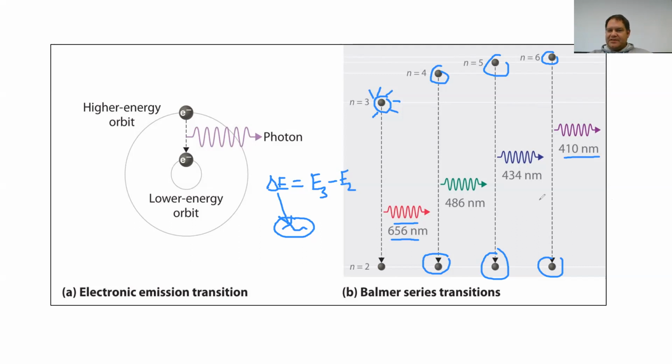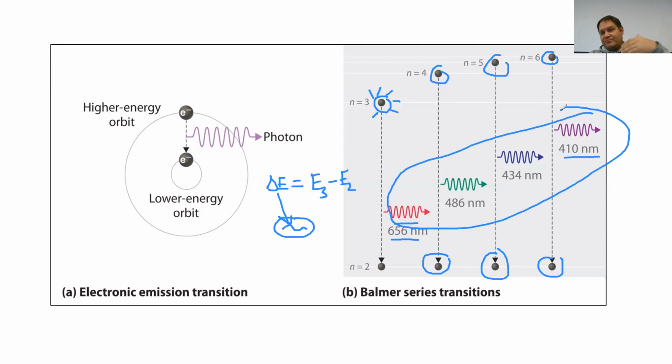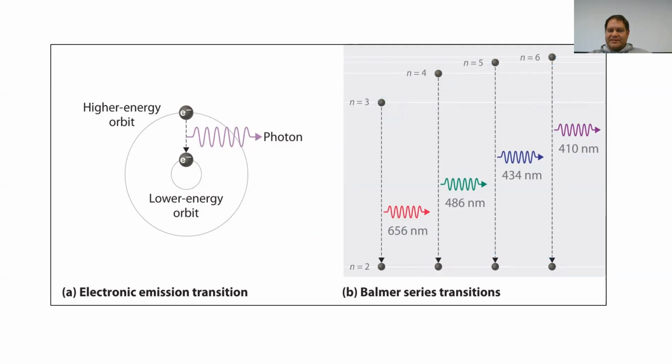So you need to know these specific transitions for hydrogen. You need to know that when the electron transitions from 3 to 2, it emits red light. 4 to 2 emits the blue-green. From 5 to 2 emits the blue-violet, and 6 to 2 emits the violet light, which explains the emission spectrum of the hydrogen atom, okay? Now, let's even get more into this.